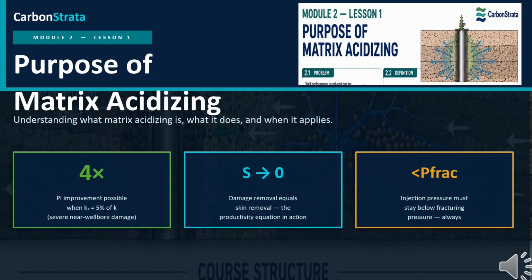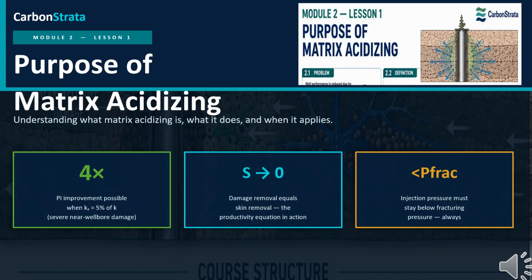Module 1 taught you how to diagnose the problem. Now you decide what to do when the answer is matrix acidizing. Look at the numbers. 4 times improvement in productivity. That is not optimization. That is recovery. That happens when near-wellbore damage reduces permeability to a fraction of its original value. Remove the damage, and the well returns to its real capacity.